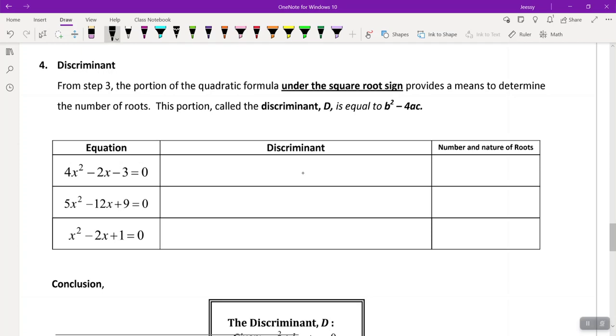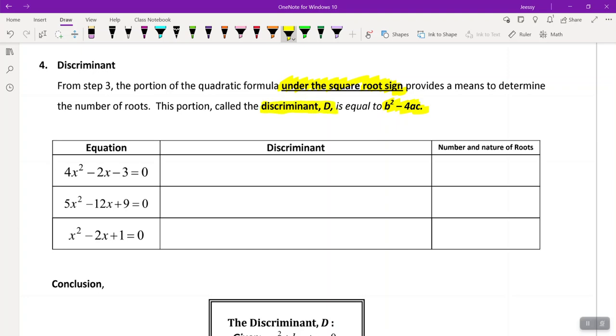All right, let me introduce you to the discriminant. The discriminant is the part of the quadratic formula that's under the square root sign, okay? That's the b squared minus 4ac. That's known as the discriminant.